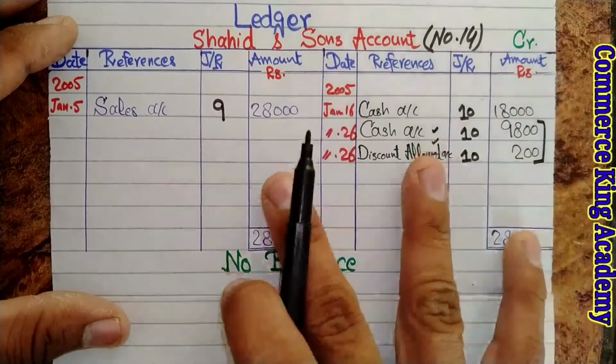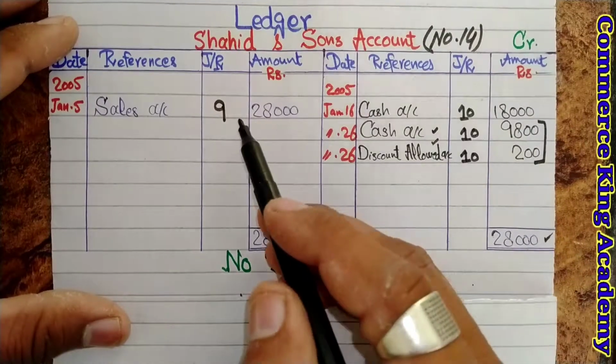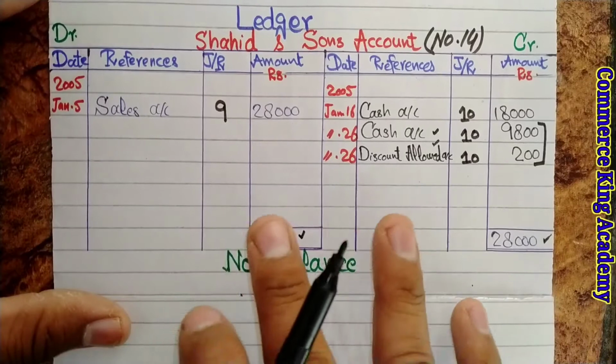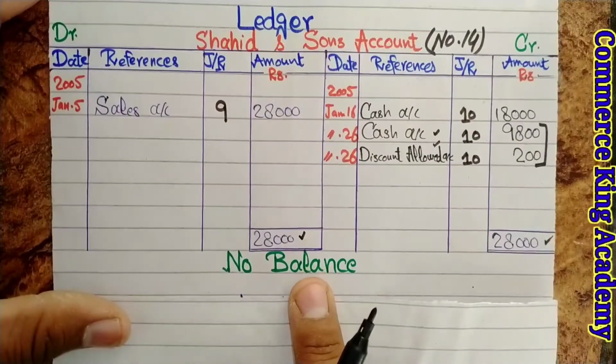So we calculate both sides: 10,000, 18,000, 28,000 total. This side has the same total, 28,000 rupees. There is no difference between the debit side and the credit side, so we have no balance in this ledger.